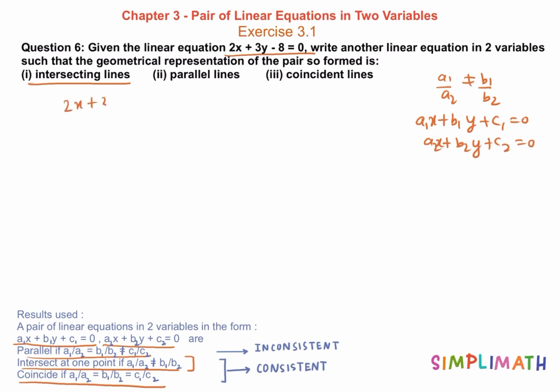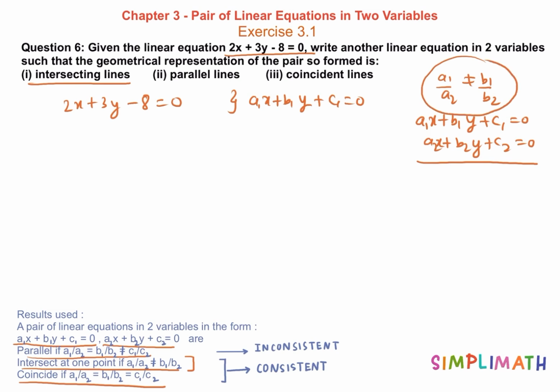Now, if we compare the given equation to a1x plus b1y plus c1 equal to 0, then what would be the second equation? The second equation would be in this form, such that a1 by a2 is not equal to b1 by b2. Now we know that a1 equals 2, b1 equals 3, and c1 equals minus 8. Now, let us assume a value of a2 to be 2.